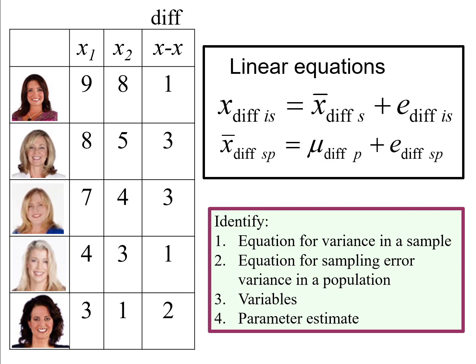So given that we've seen this before, you should be able to identify which of those equations was the equation for variance in a sample, and which of those equations was an equation for sampling error variance in a population.